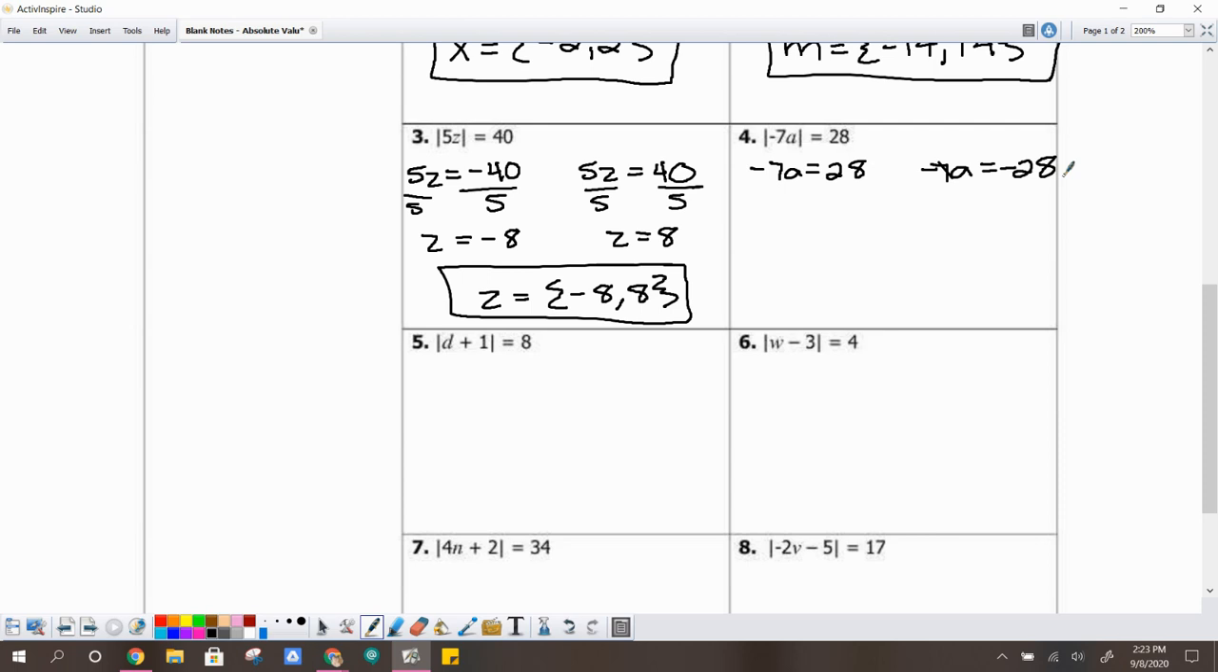So then step 3 is to solve. So I'm going to divide by negative 7. So over here, I have a equals negative 4. And then also divide by negative 7. And over here, I have a equals a positive 4. So then I'm going to go ahead and write my answers. a equals braces negative 4, comma 4.